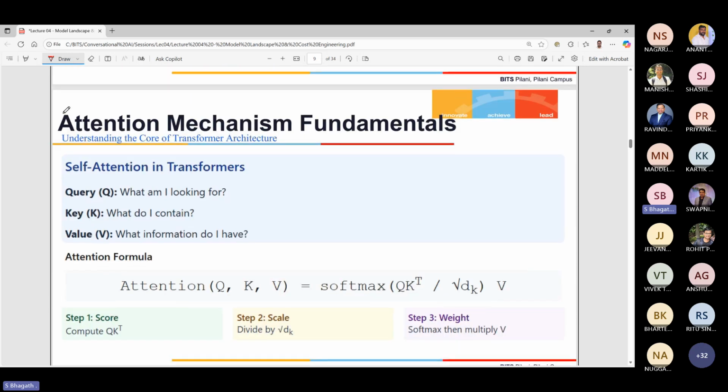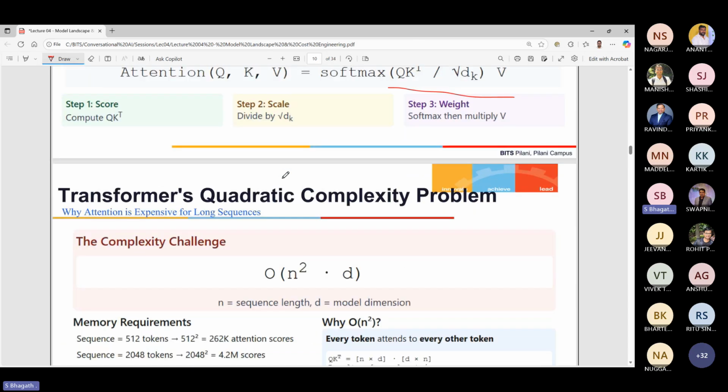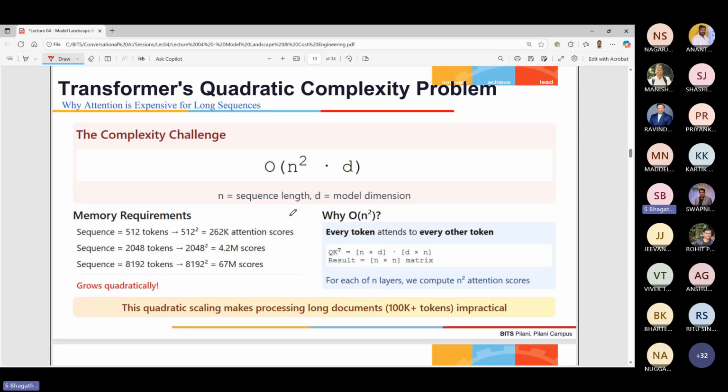So coming here to the attention mechanism. This is the formula, right? Everybody knows. What we are trying to say here is, this is the slide you have to understand. If you see, the transformer has quadratic complexity, right? You understand that, right?